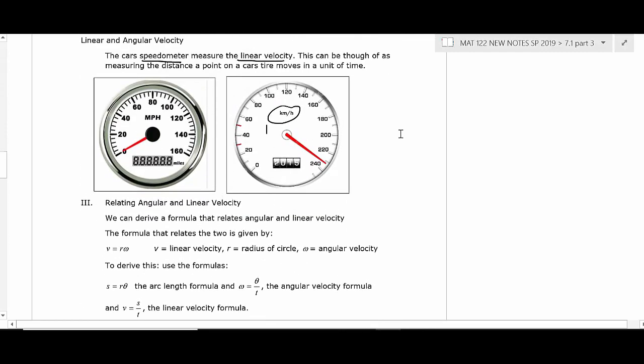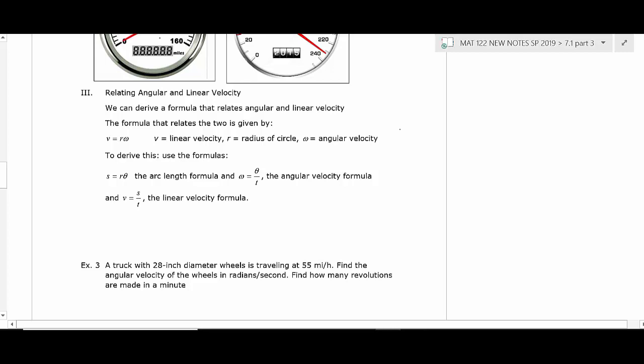Okay, so the next thing is you want to get clear on the relationship between these two velocities. Most of the problems that you do in your assignment are going to be based on this relation between the two. Okay, so what we have is we can get a formula. The formula that relates the two is this. v is the linear velocity, omega is the angular velocity. So it turns out that the relationship between the two is the linear velocity is just the product of the angular velocity times the radius. Okay, that's what it is.